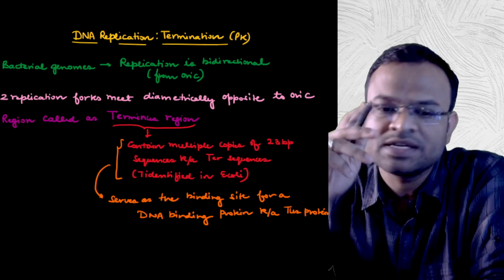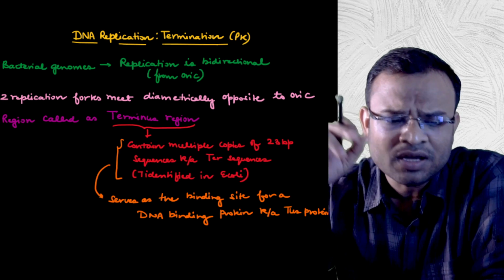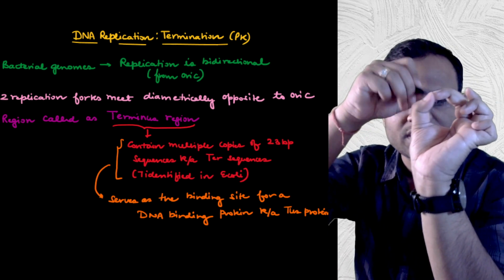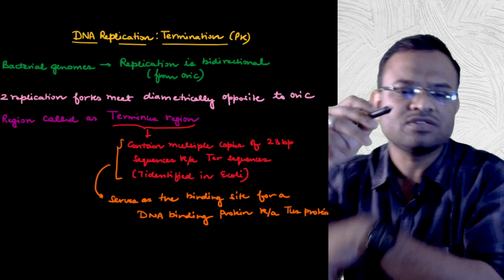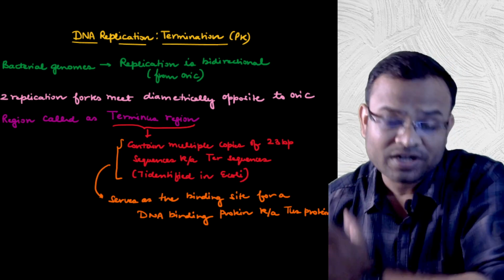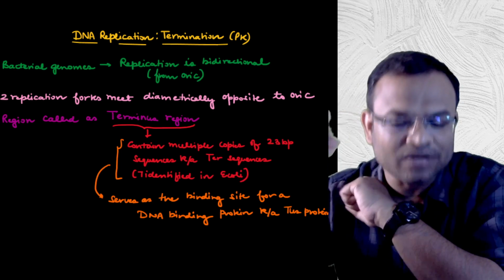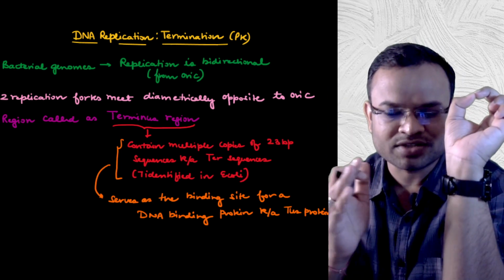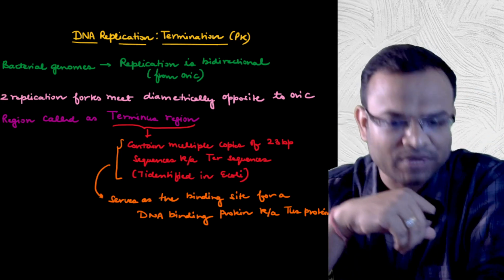This is the second point that has been mentioned on your screen. The region that is opposite to the OriC is called the terminus region. Naturally, it should be called the terminus region because the termination is going to end over here. Just diametrically opposite to the OriC, the termination will end, and this region is called the terminus region.